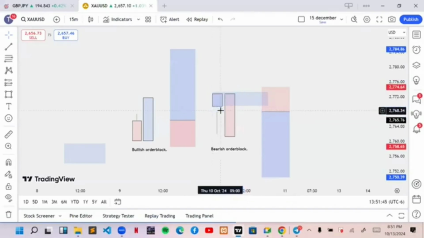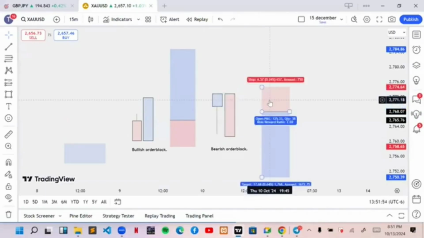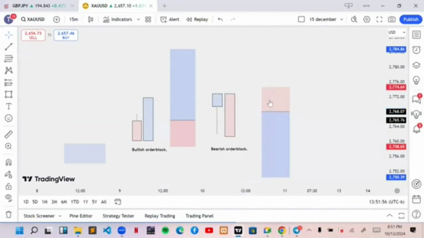This is the candle, then this is the wick. How do you pick your entry for this kind of trade? So pay attention. If the wick of the order block is smaller and shorter than the body of the order block, you pick your entry from the wick. But if the wick of the order block is longer than the body, pick your entry from the body.